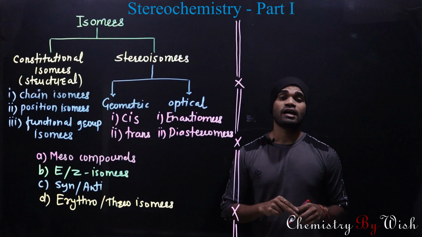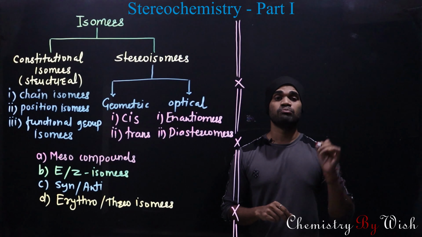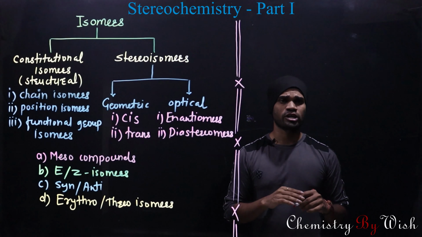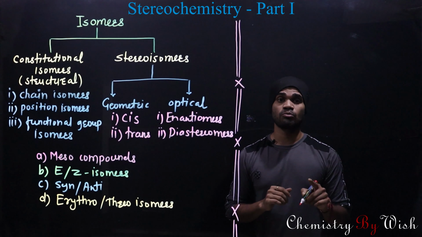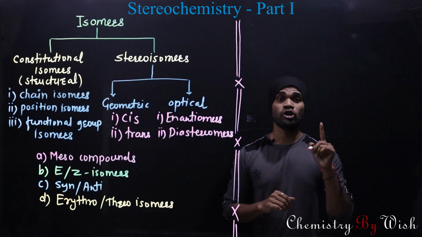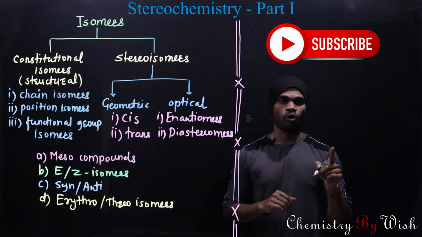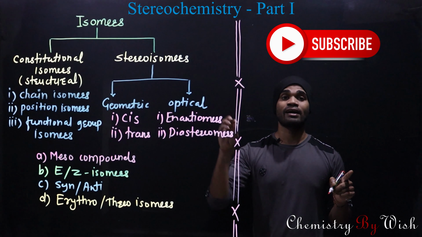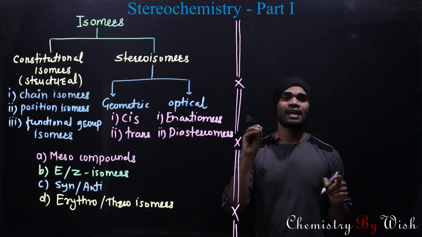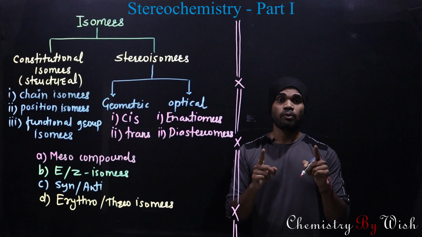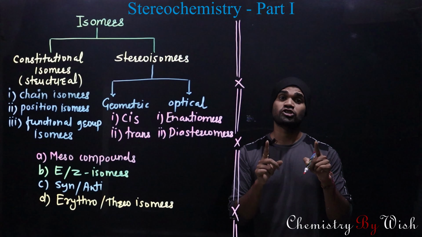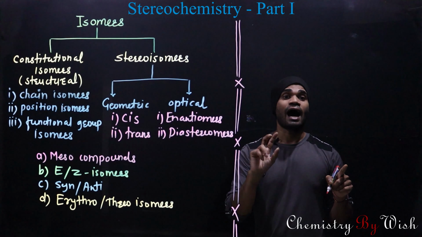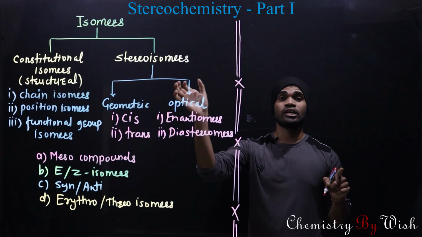Okay, the next type of isomer we have to study, and the most important one, is called stereoisomers. So what are stereoisomers? Stereoisomers are isomers or molecules which have the same molecular formula, same connectivity or bonding, but a different arrangement of atoms in space. That's why they are called stereoisomers. In simple language, the compounds whose molecular formula is same, structural formula is also same, but the arrangement of the atoms is different, are called stereoisomers.